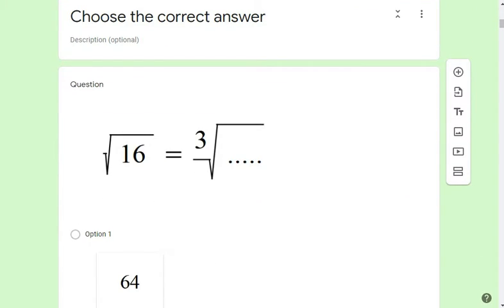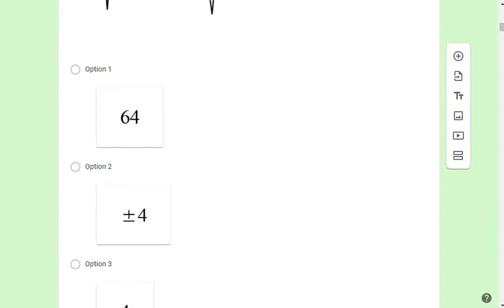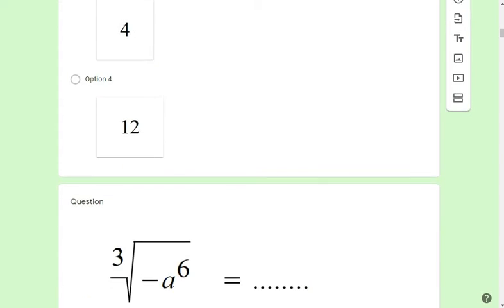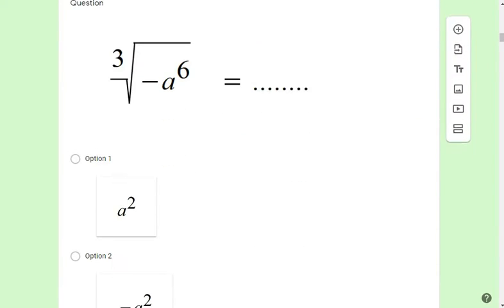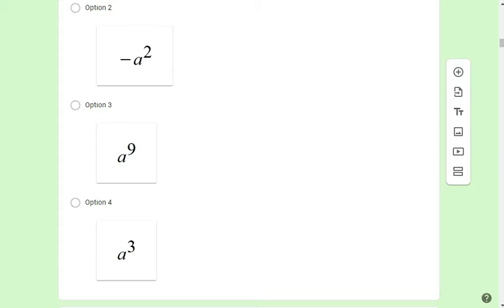The first, square root 16 equals cubic root of what? Choose one of the following answers: 64, positive or negative 4, 4, or 12. The next, cubic root of negative a power 6 equals what? Choose one of the following answers: a power 2, negative a power 2, a power 9, or a power 3.